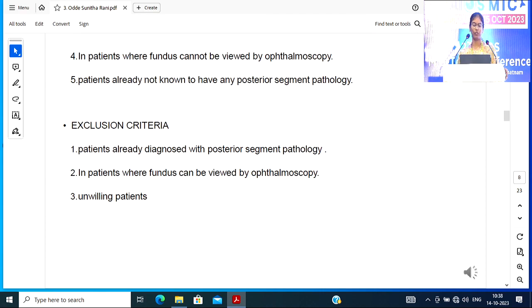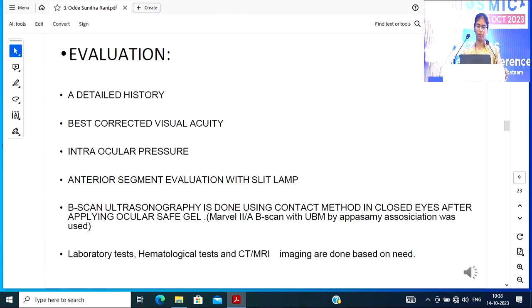Patients where the fundus cannot be viewed by ophthalmoscopy, and patients not already known to have any posterior segment pathology. Exclusion criteria: patients already diagnosed with posterior segment pathology, patients where the fundus can be viewed by ophthalmoscopy, and unwilling patients. Evaluation: a detailed history, best corrected visual acuity, intraocular pressure, and anterior segment evaluation with slit lamp. B-scan ultrasonography is done using the contact method.